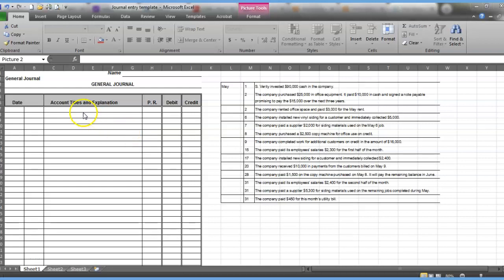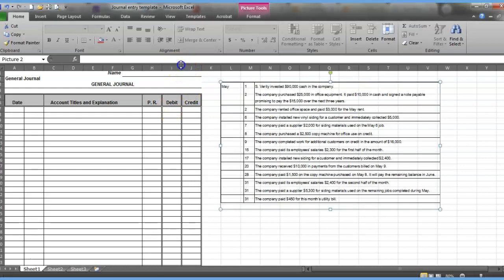Today I wanted to go over how to create journal entries and how to analyze specific transactions that will facilitate creating these entries. What you see in front of you is a template that I'm using to create the journal entries. It has a date, the account titles and explanation. This one here is going to be the posting register, which we're going to ignore for purposes of this demonstration. And then you see a debit and credit.